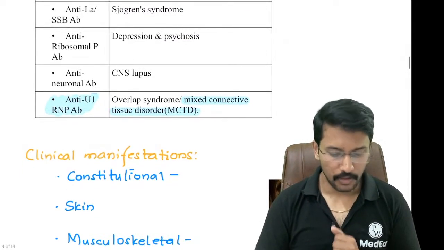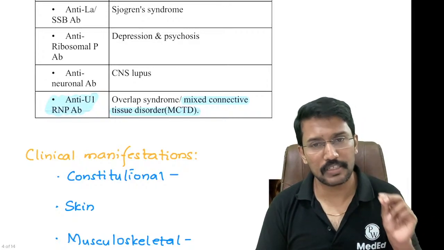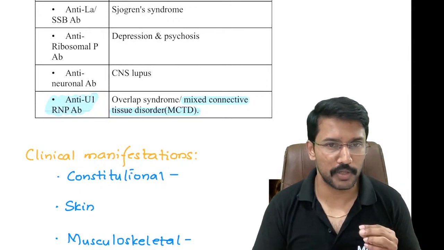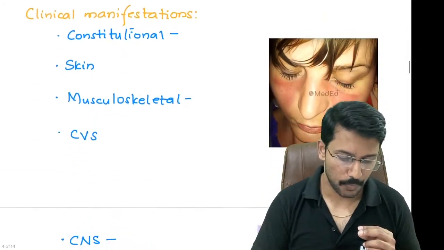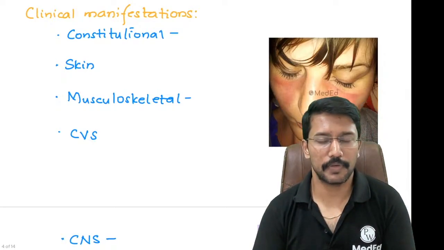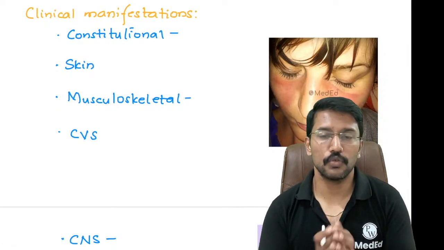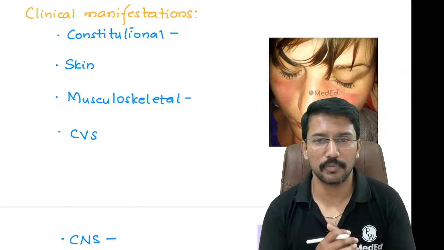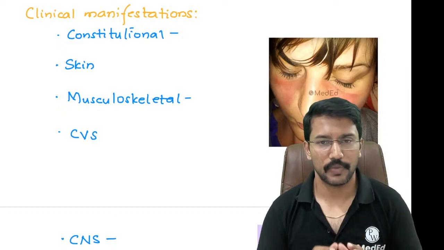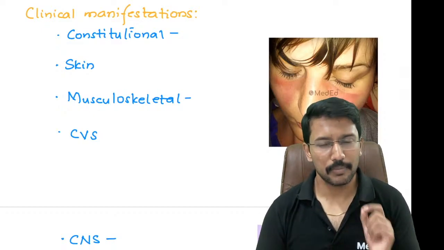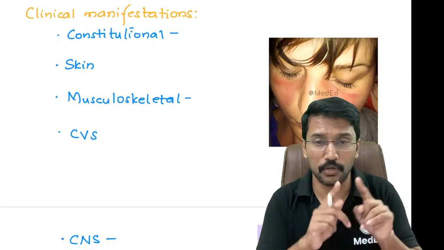Okay. Now, having done with the epidemiology, risk factors and antibodies, we will spend 5 more minutes on the clinical manifestations. When it comes to clinical manifestations, the first MCQ they would ask you is what is the most common constitutional symptom in a patient with SLE. Now, what is a constitutional symptom? Symptoms which are not attributable to a particular system.